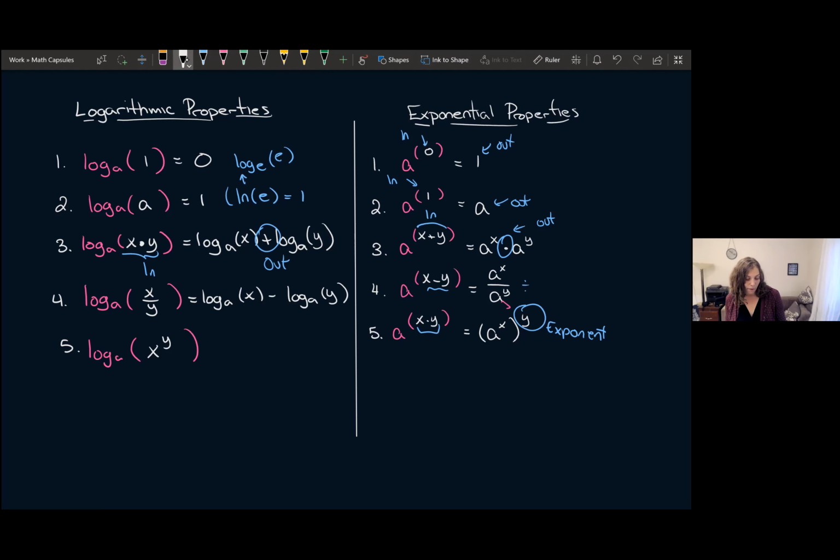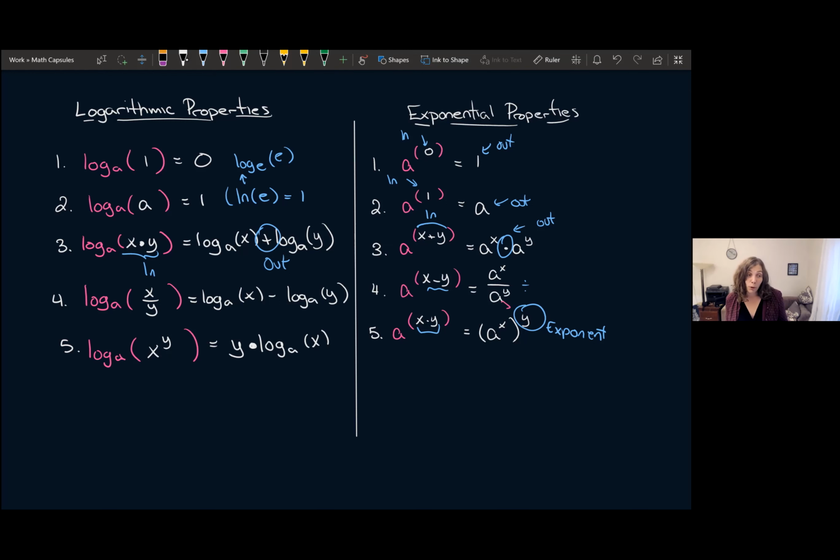Log base a of x to the power of y equals, now for the exponent side, we had a product on the inside. Now that product will come outside. So it's equal to y times log base a of x. That y comes out front as a product. These are the main properties of logarithms.